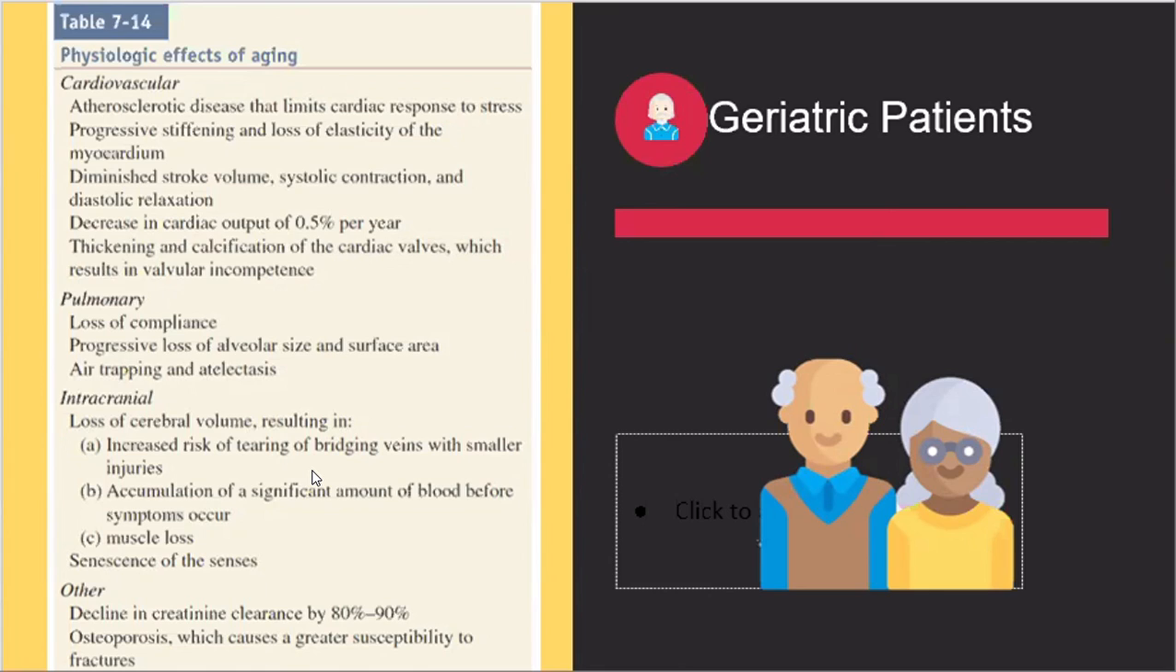So pag there's loss of cerebral volume, mahaba na yung bridging veins. So for geriatric patients, there's increased risk for tearing of your bridging veins, kaya mas prone sila to have subdural hematoma. Kaya yung mga head injuries ng geriatric patients, as much as possible, nagsi-CT scan tayo to rule out subdural hemorrhage.